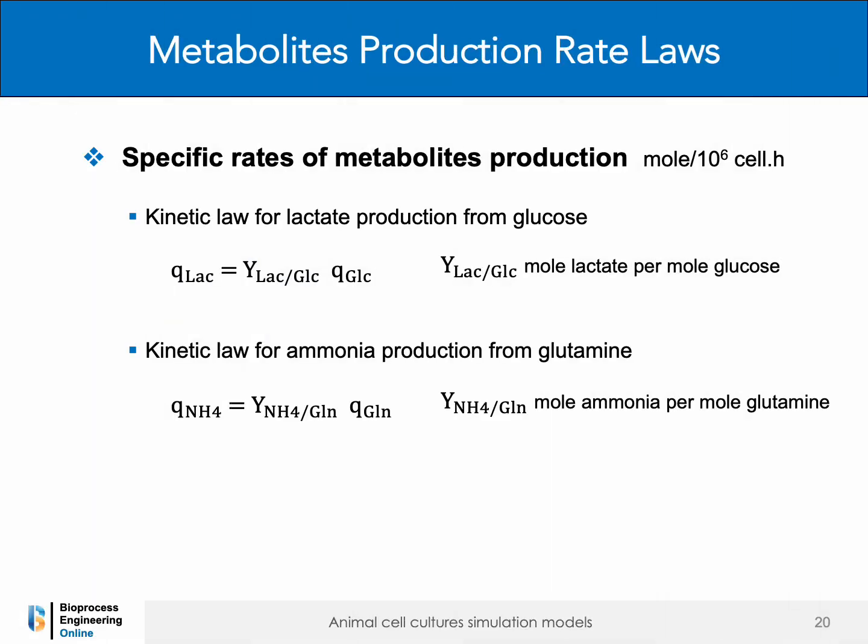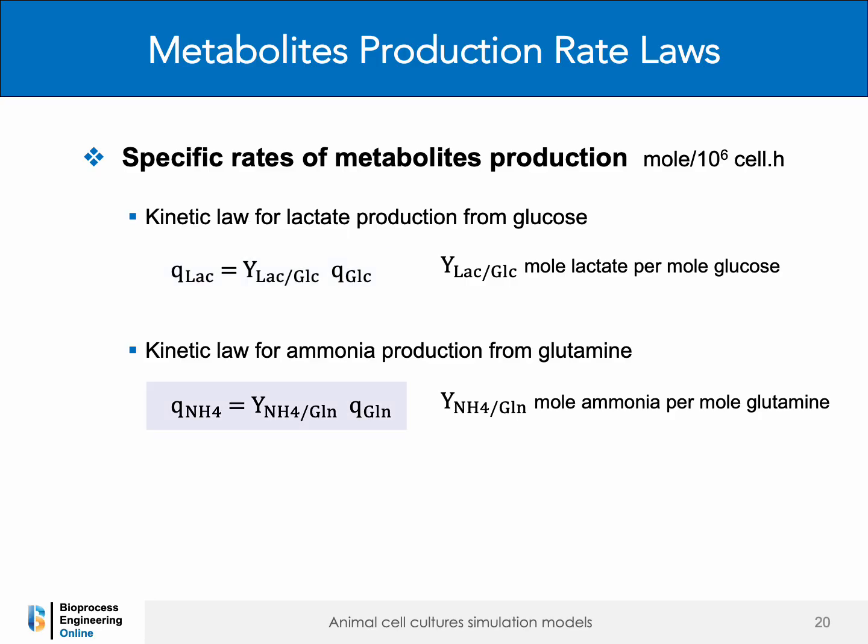The production of metabolic byproducts is closely linked to substrate consumption. Lactate is produced primarily through glucose metabolism. Its specific production rate, QLAC, is assumed to be directly proportional to the specific glucose consumption rate, QGLC. The proportionality constant, YLAC over GLC, is the stoichiometric yield coefficient. It represents the number of moles of lactate produced for each mole of glucose consumed.